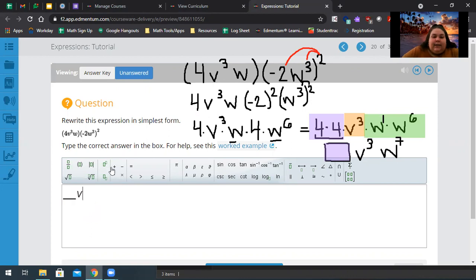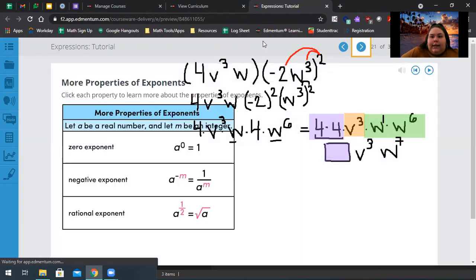You'll type in v, and at the top left corner, if you count off from 1 to the 4th button away, you'll click on that, type in your 3. Make sure you bring the cursor down, because if you bring it back up, you're going to type it into the exponent part. So you want to make sure you move the cursor over, type in your w to the power of 7. So remember, you're not going to fill it in as an underscore. You're going to go ahead and actually place a value for me there.